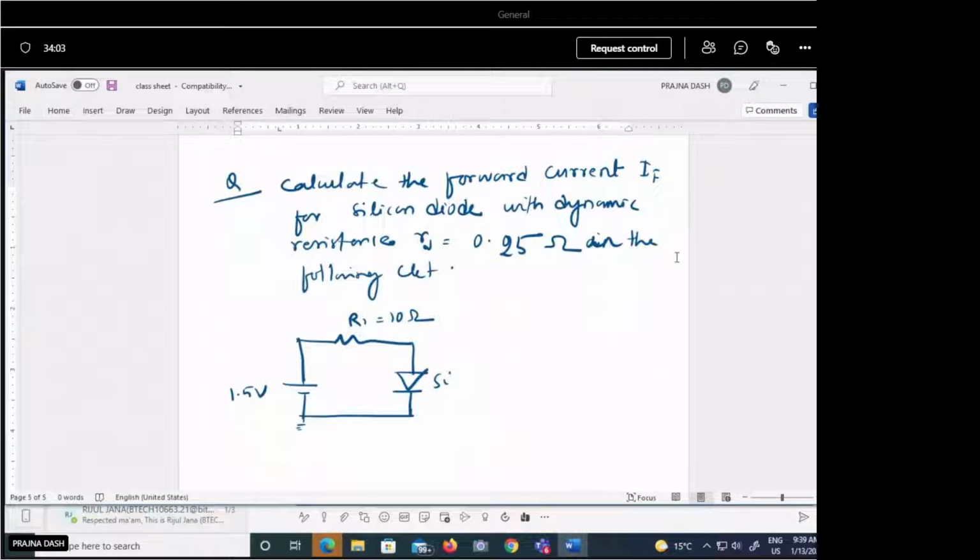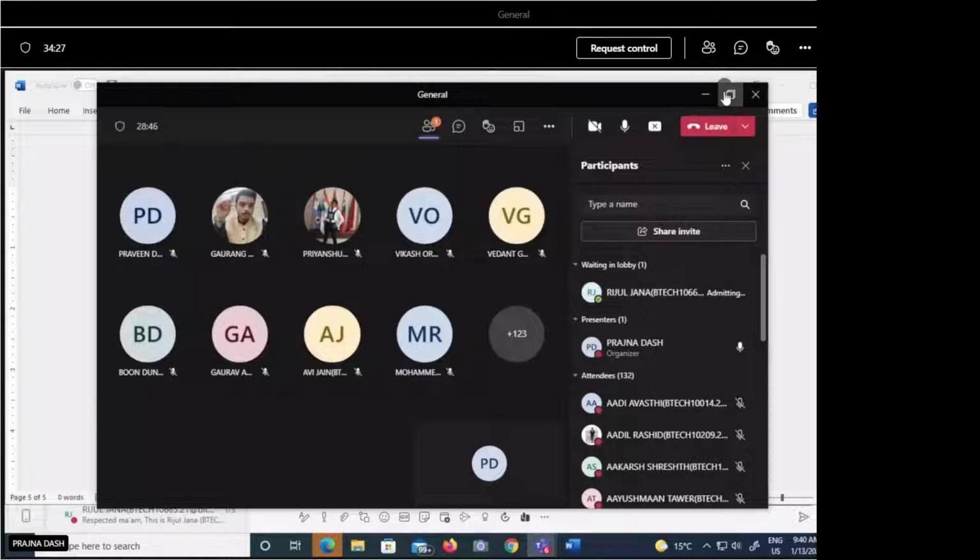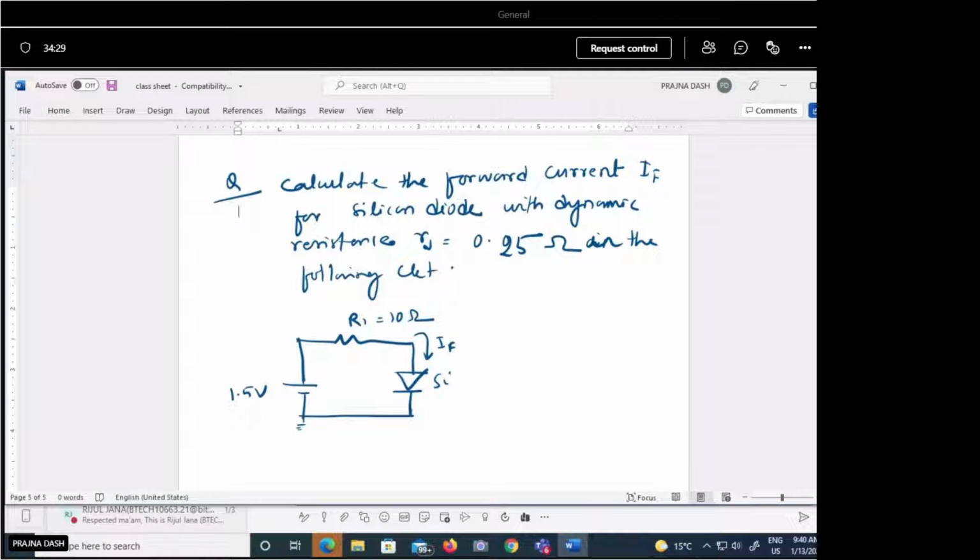We need to find the voltage across the diode so that we can find the current through the diode. Here the forward current IF will flow through this. As the positive terminal of the applied voltage is connected to the P side of the diode, the diode is connected in forward biased mode. So we have to find the current in the circuit, which is also the current through the diode.